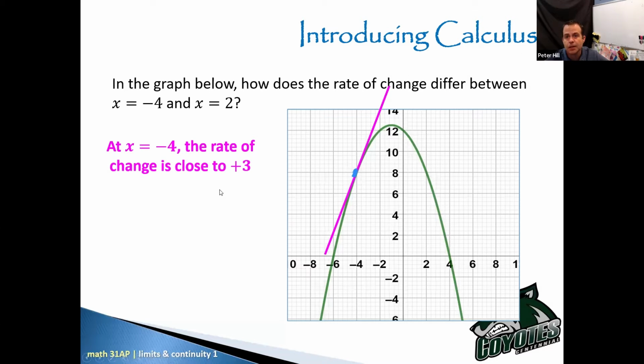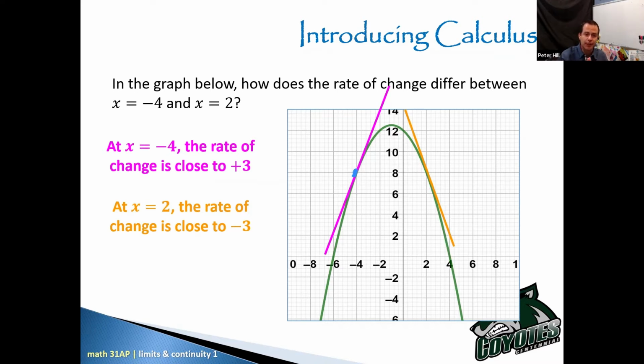Now, we're going to do the same thing at x equals 2. So here is my line at x equals 2. And what's the slope of that guy? Well, first of all, I want you to say it's negative. That should feel decently comfortable to you. And then it looks like 1, 2, looks like -3 actually. So at x equals 2, the rate of change is close to -3.